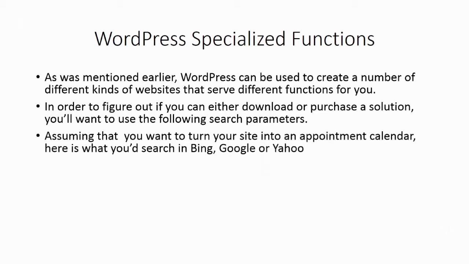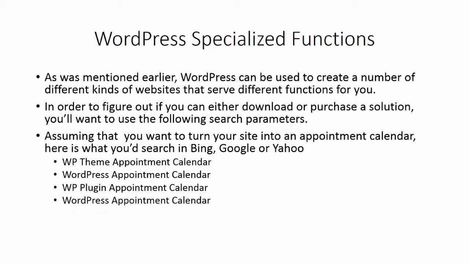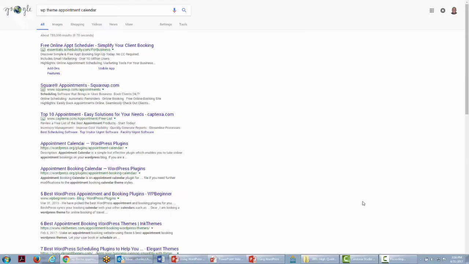Assuming that you want to turn your site into an appointment calendar, here is what you would search in Bing, Yahoo, or Google. You would search WP Theme Appointment Calendar, or you'd search WordPress appointment calendar, or even WP plugin appointment calendar, or WordPress appointment calendar. So let's take a look. And you'll see these searches.